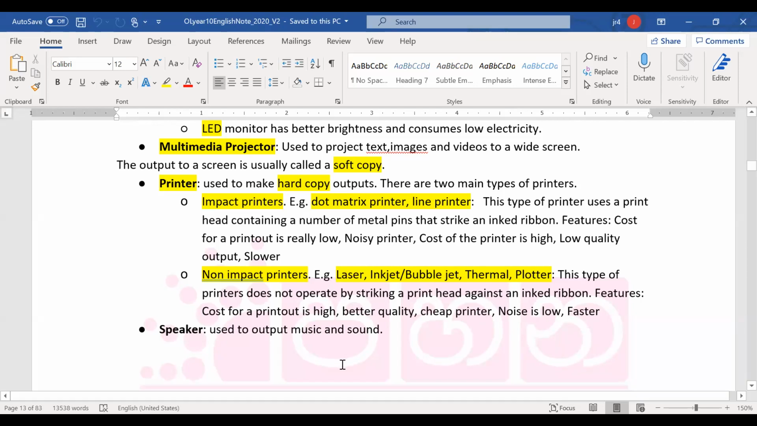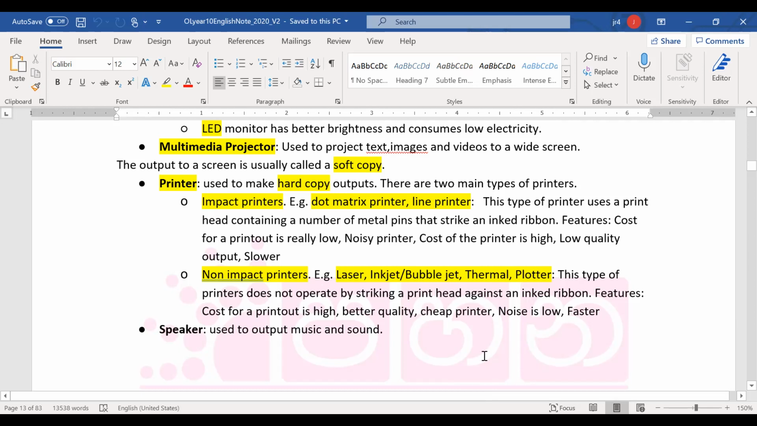Now, when it comes to non-impact printers, we have laser printers. If you are aiming for higher quality, then you have to select laser printers. But if you want to minimize the cost, then we can go for inkjet. The thermal printers are quite popular nowadays, and the plotters are special printers we use, especially in CAD drawings and so on, right?